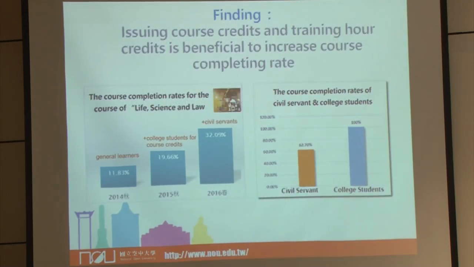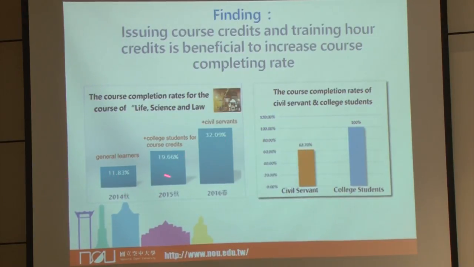And we also found one interesting thing. We found that ensuring course credit and training hour credit is beneficial to increasing the course completion rate. Take this course, for example, Life Science and Law. It has been delivered three times. The first time was for the general public, and the completion rate was 11%.